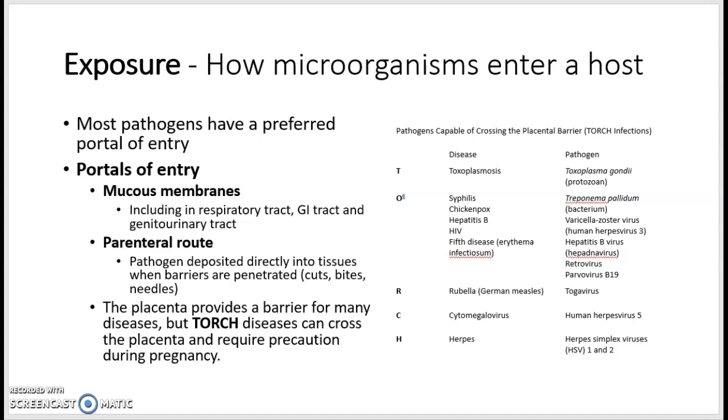The placenta typically provides a barrier for many diseases. The placenta is the barrier between the growing fetus and the mother. But some diseases, that we call TORCH diseases, can cross the placenta and require extreme precaution during pregnancy. TORCH is an acronym for toxoplasmosis, other, which is a group of diseases that include syphilis, chickenpox, hepatitis B, HIV, fifth disease, rubella, cytomegalovirus, and herpes caused by herpes simplex virus, HSV 1 and 2.